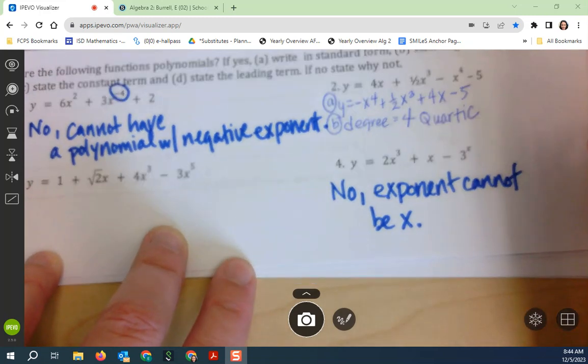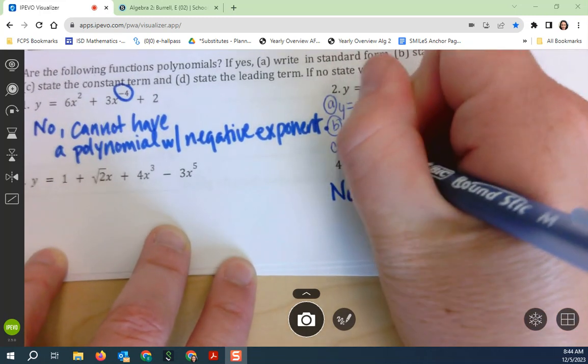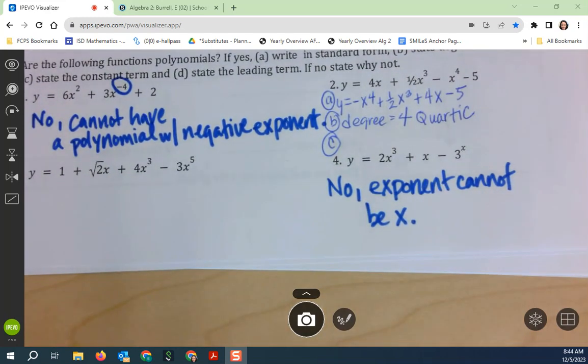C, state the constant term. Constant term is the one that doesn't have x. So what would it be? -5, very good.